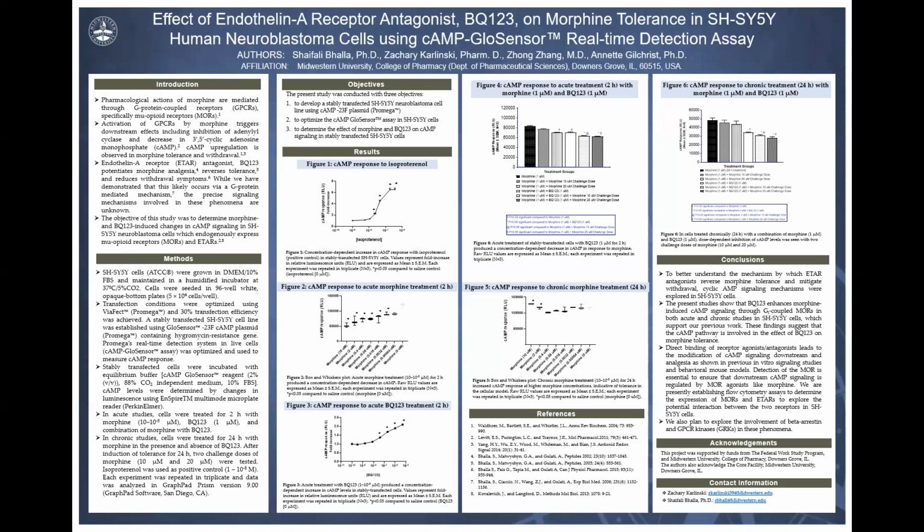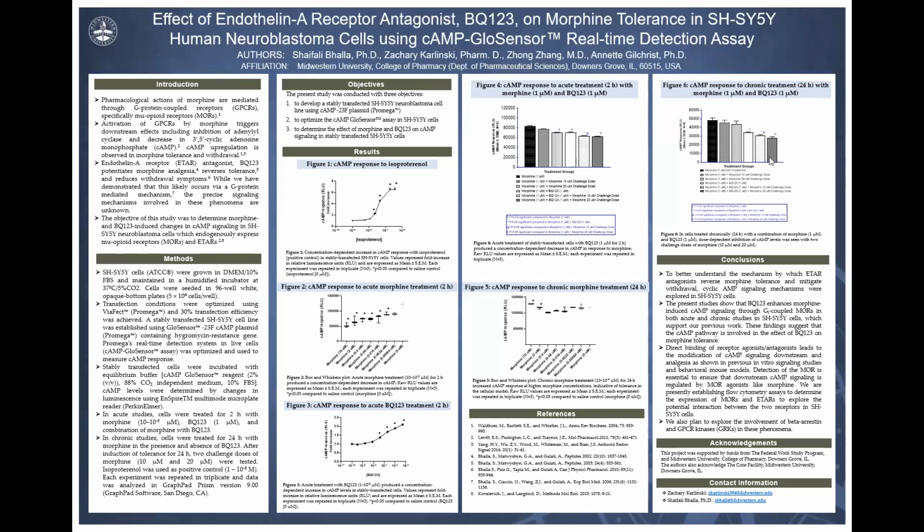The other interesting finding was actually, to draw your attention back to figure 4, when we looked at the acute combination treatment of morphine as well as BQ123. It was interesting to see that the cyclic AMP responses were further inhibited in the presence of BQ123 when a challenge dose of morphine was given. And this again produced a concentration-dependent decrease in cyclic AMP in response to morphine. So this was another very exciting finding, which helps link some of the cellular work to our previous animal work.